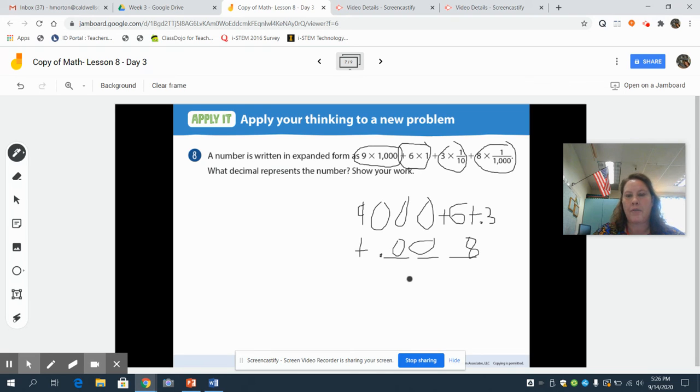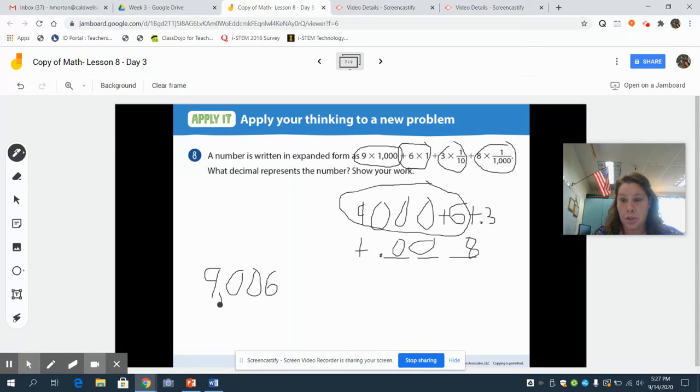All right, so now we have this written in decimal form. We've got 9,000 plus 6 plus 3 tenths plus 8 thousandths. Alrighty, so let's add the whole numbers, the 9,000 and the 6 now, which would be 9,006. So let's write that down. 9,006. All right, so there's our whole number, 9,006.